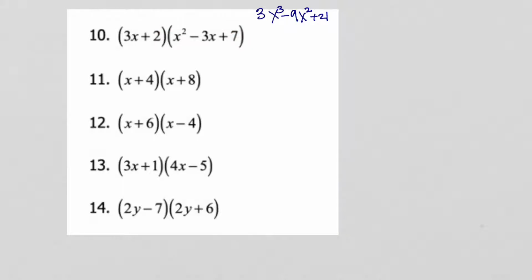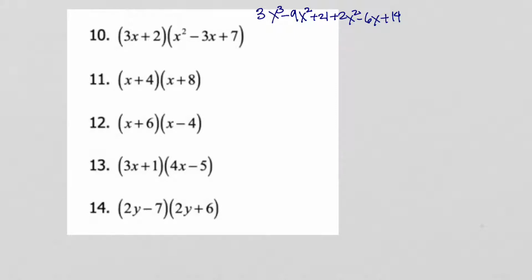So 2 times x squared is just plus 2x squared. 2 times negative 3 is negative 6, but there's an x to go along with it, right? 2 times negative 3, negative 6, and then the x. And then 2 times the 7 is a 14.